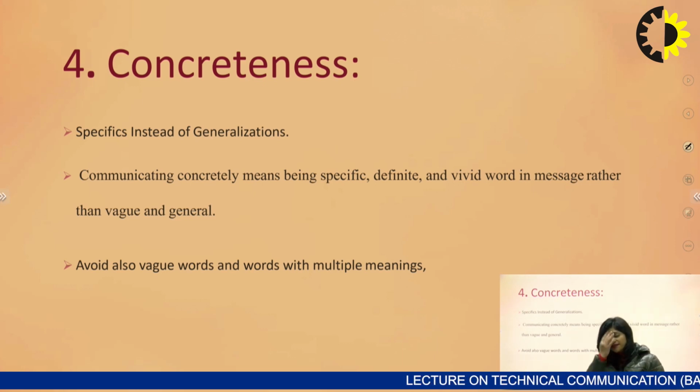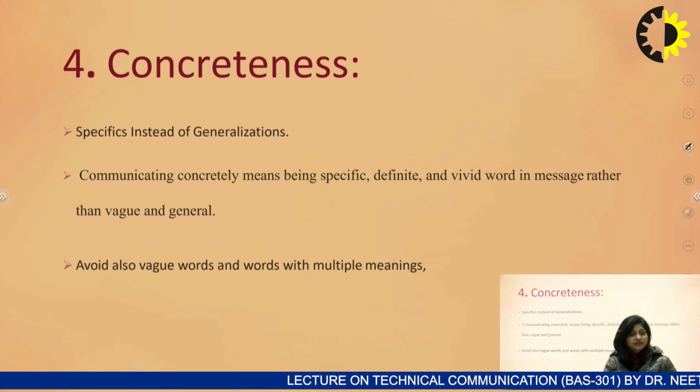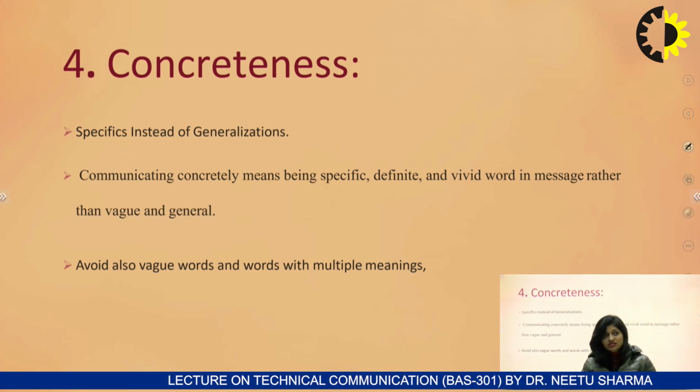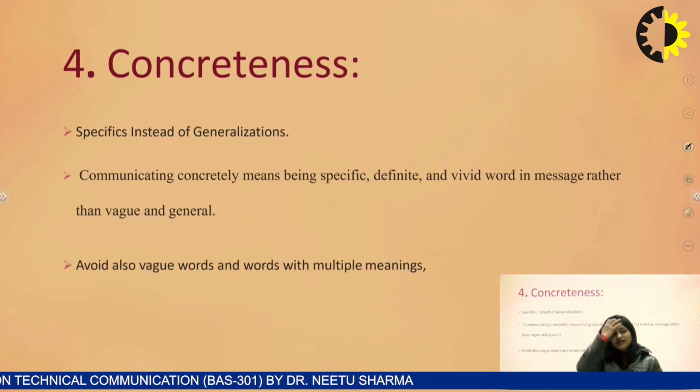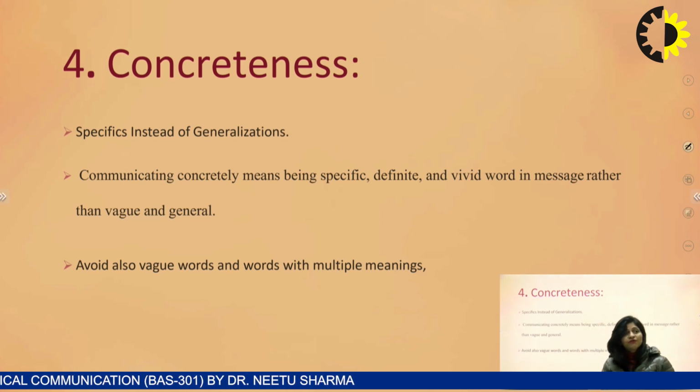For example, if I say majority of the students are absent today, you need to tell in exact numbers how many students are absent today. Like if I say 40 students out of 60 are absent today, it gives you an exact idea of how many students I am talking about. But if I say majority of the students are absent today, it's a vague statement, so you need to be very specific. You need to give accurate figures.